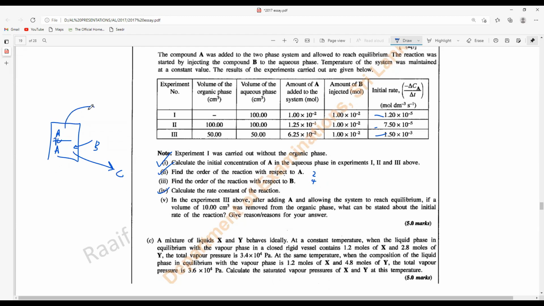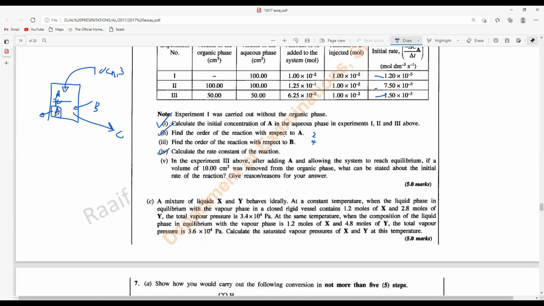What they are mentioning here is they remove some amount of the organic phase. Some amount, 10 cubic centimeter, in fact, is removed. And they ask whether something happens here to A. The idea is this: when you remove this, a new equilibrium is established, right? But for the rate, only the initial concentration matters, and the concentration of A in the aqueous phase is not going to change. Some amount of A is going out, but the concentration of A is not going to change. Okay, so that is the idea.